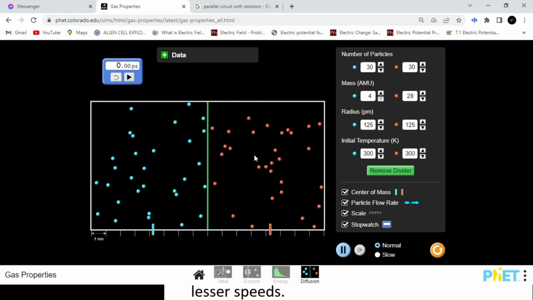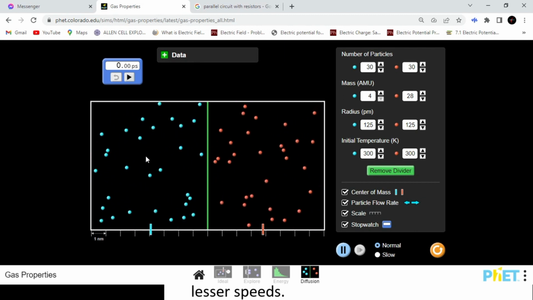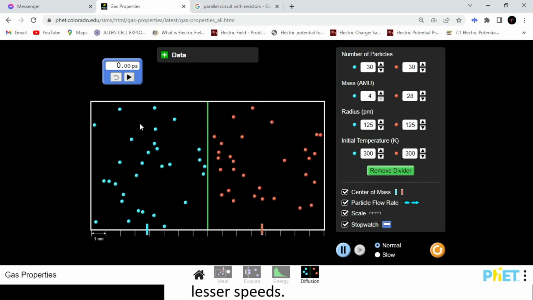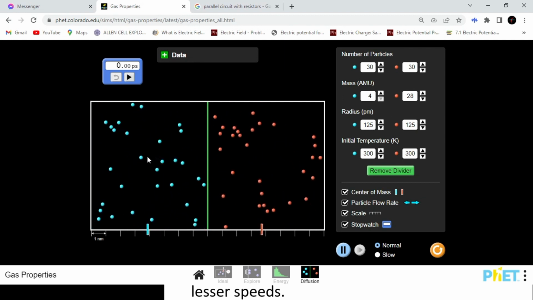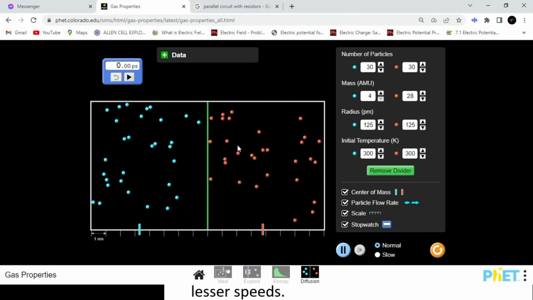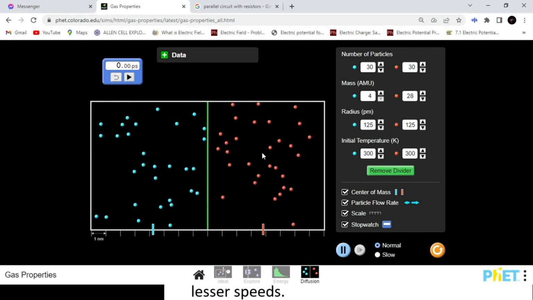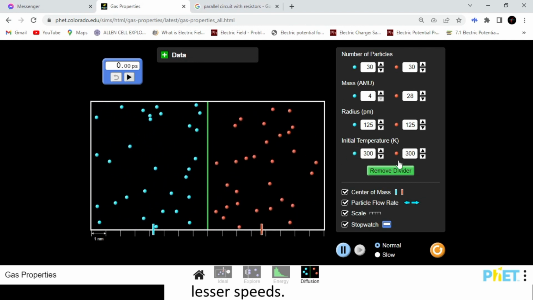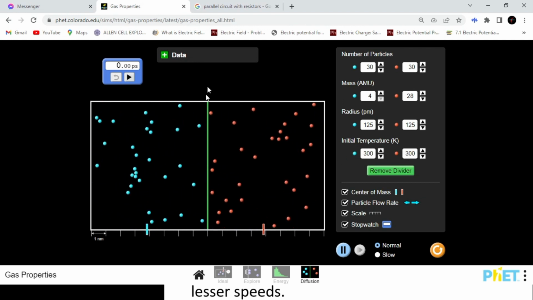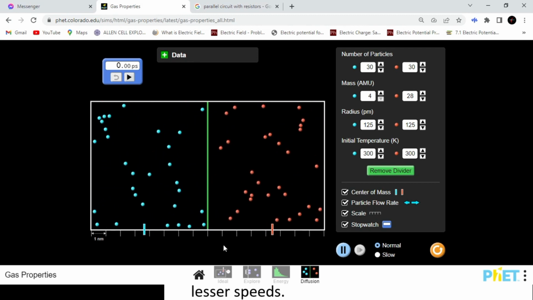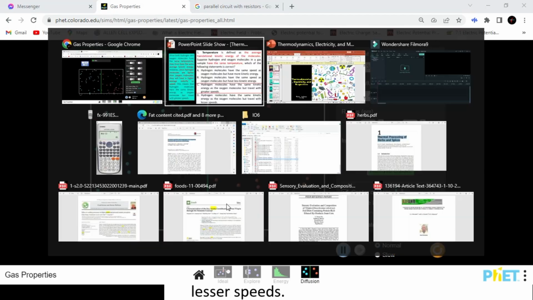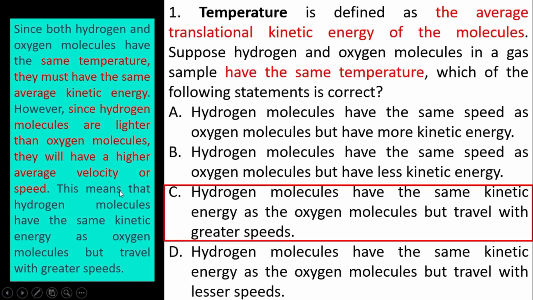So if we take these particles here as hydrogen compared to heavier oxygen, again, hydrogen travels at greater speed compared to oxygen, even though they have the same temperature or kinetic energy. I hope this helps you to understand this question. So letter C ang atong best answer.